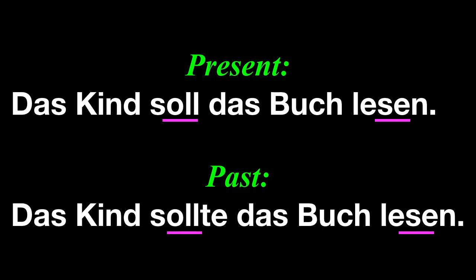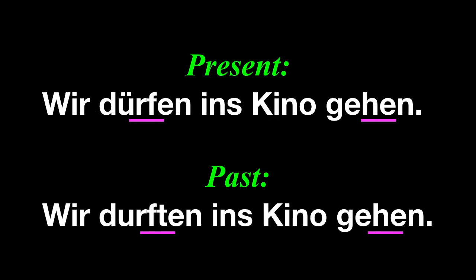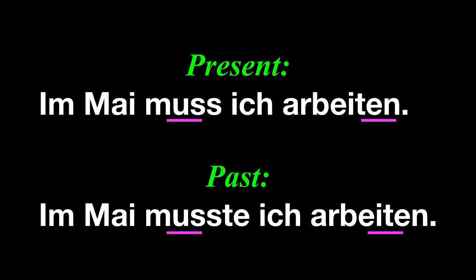Das Kind soll das Buch lesen. The child should read the book. Das Kind sollte. The child should have read the book, or was supposed to read the book. And again, note the word order, verb at the end. The child should the book read. Wir dürfen ins Kino gehen. We are allowed to go to the movies. Yesterday, wir durften. We were allowed to go to the movies.